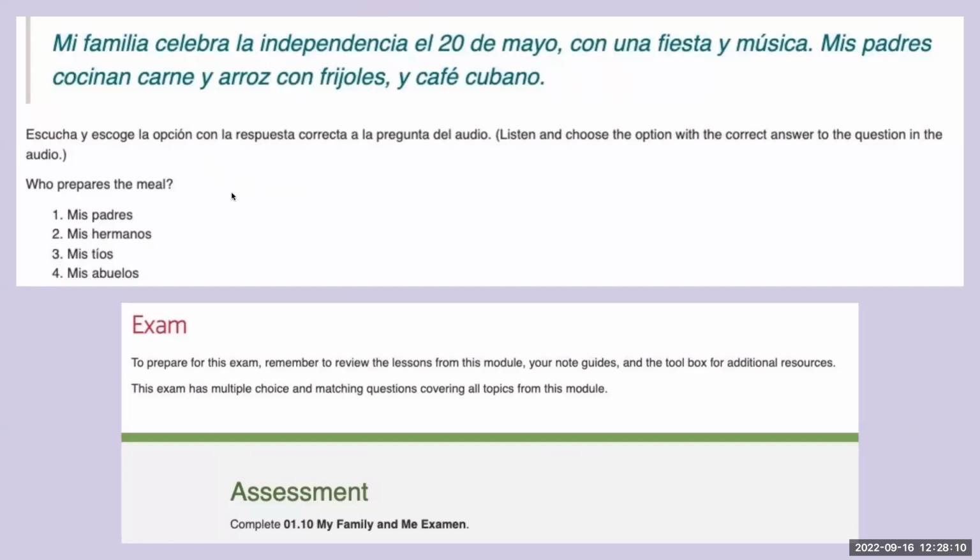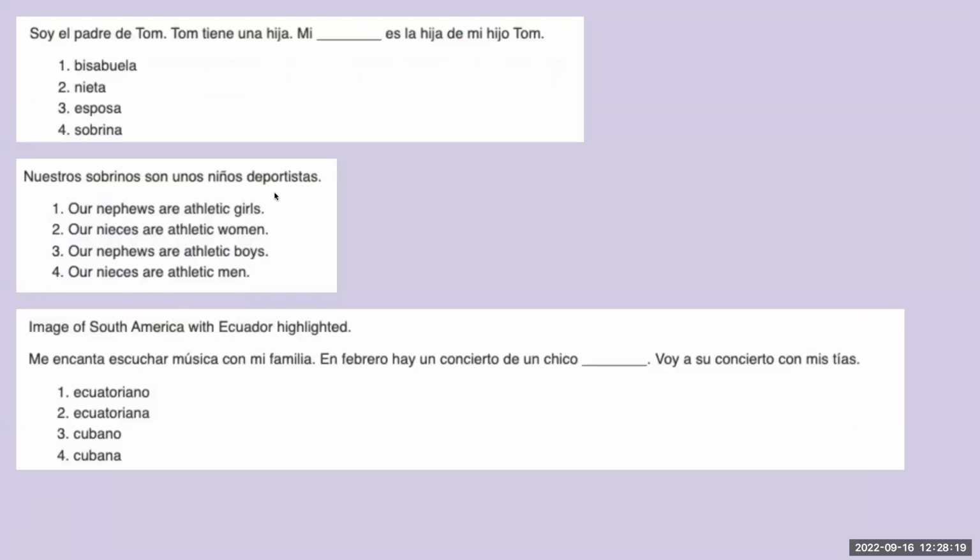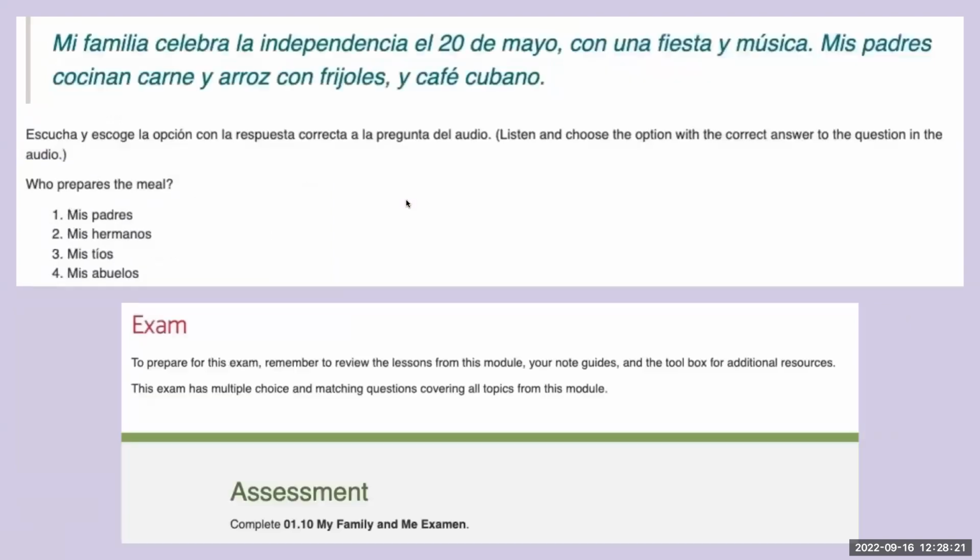I got one more here. All right, who prepares the meal? Oh, I'm sorry. We're not going to do that one because I shouldn't have put it. I don't have the thing, the audio. Sorry about that.